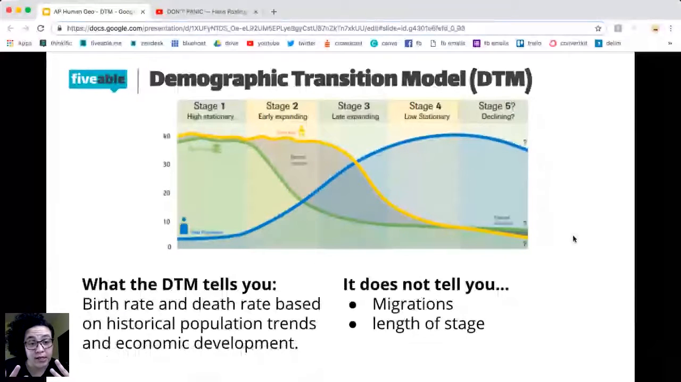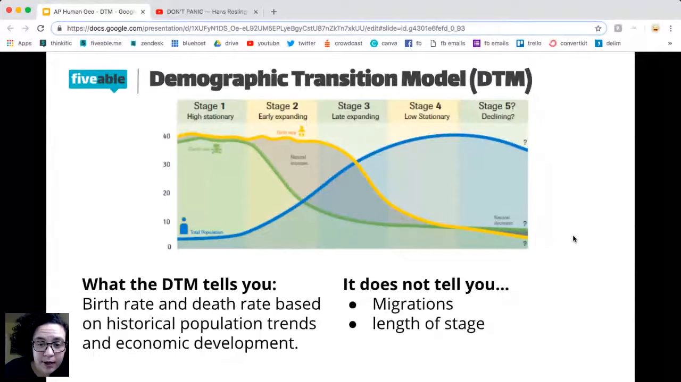There are a lot of reasons why a country goes from stage 2 to stage 3 to stage 4. Some countries spend longer in each stage than others, and some have moved quickly. It doesn't tell us the length, and it doesn't tell us why. It also doesn't take into account migrations. Even though a country might be on this graph with a steady population, they might actually be increasing their population because of migrations. This doesn't take that into account at all. So it's important to know what information you get from this and what information you don't.